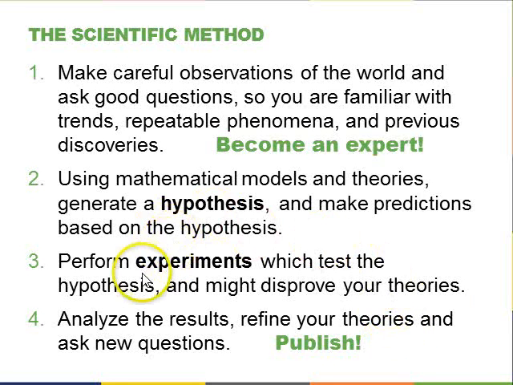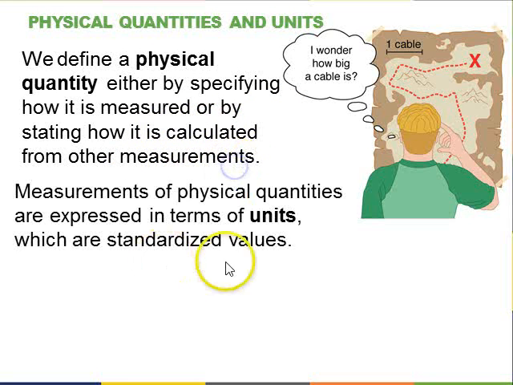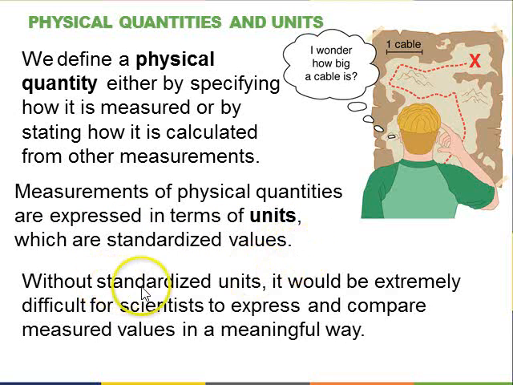Okay, so when you measure things, you need units. So physical quantities can be specified in terms of units, which are standardized values. So if you didn't have standardized units, it would be difficult for scientists to express and compare measured values with each other in some meaningful way. So here someone's drawn a map, and someone's said, oh, well, here's the scale. One cable is this long on the map. But there's somebody else reading it thinking, wait, what's a cable? So whoever made the map came up with their own unit of distance. So it's not very useful.